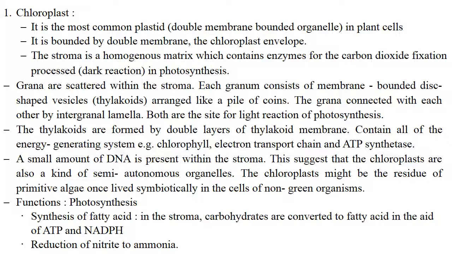This suggests that chloroplasts are also semi-autonomous organelles. Chloroplasts might be residue of primitive algae that once lived symbiotically in the cells of non-green organisms. That's why the DNA material present in the chloroplast is explained with the help of the endosymbiotic theory. Functions are photosynthesis and synthesis of fatty acids. In the stroma, carbohydrates are converted into fatty acids, with the help of ATP and NADPH. Reduction of nitrate to ammonia.